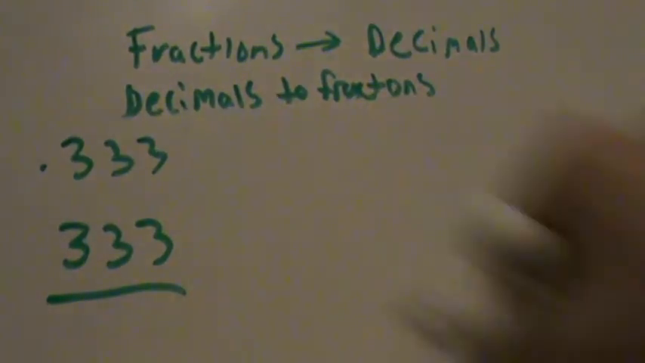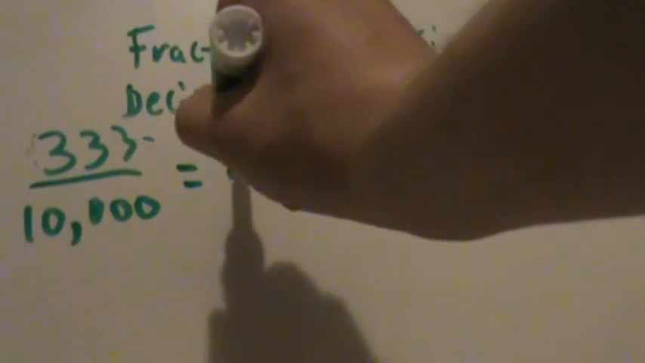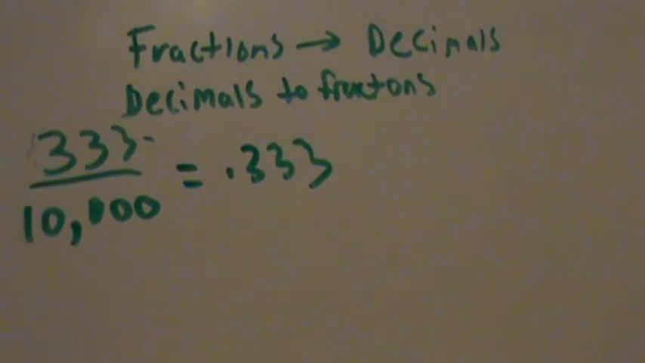wait, we wanted to go from fraction to a decimal. Sorry about that. Okay, so if we wanted to make 333 over 10,000, well, we know that this is hundredths, thousandths, 10,000ths, and it matches the denominator, so this has to be equal to 0.333. Okay, so that concludes our video.